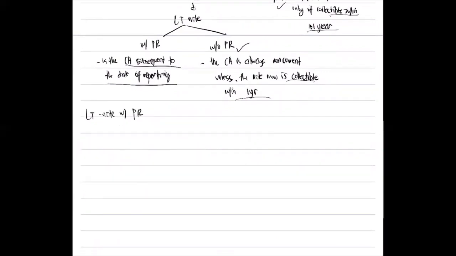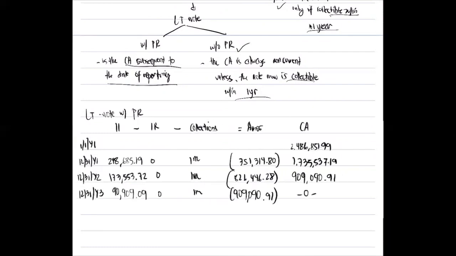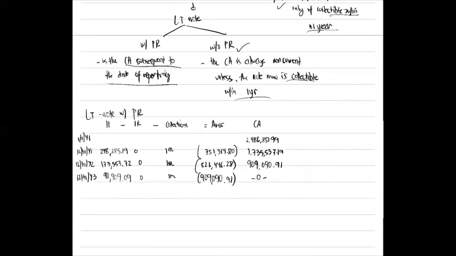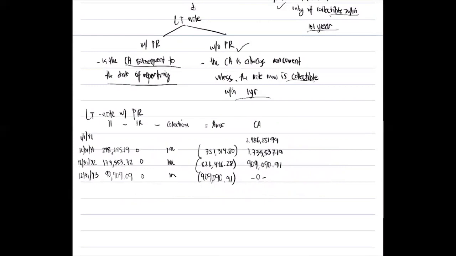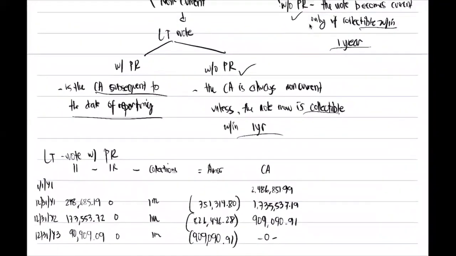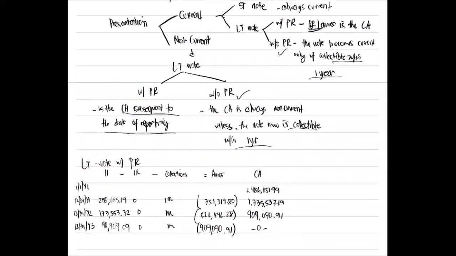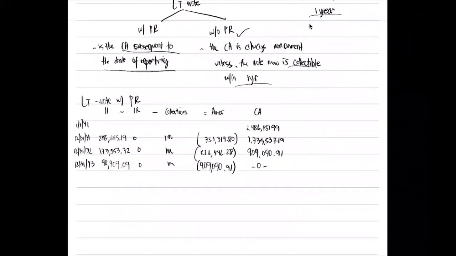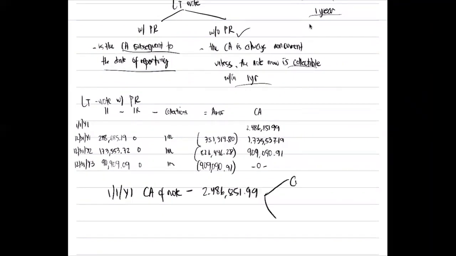Okay. Ayan. So may principal repayment dito. Long-term note with principal repayment. Alin dyan yung current at alin yung non-current. Okay, so this is the carrying amount, right? So on January 1, year 1, you will have a carrying amount of note amounting to 2,486,851.99. So the question is, what is the current portion and what is the non-current portion?